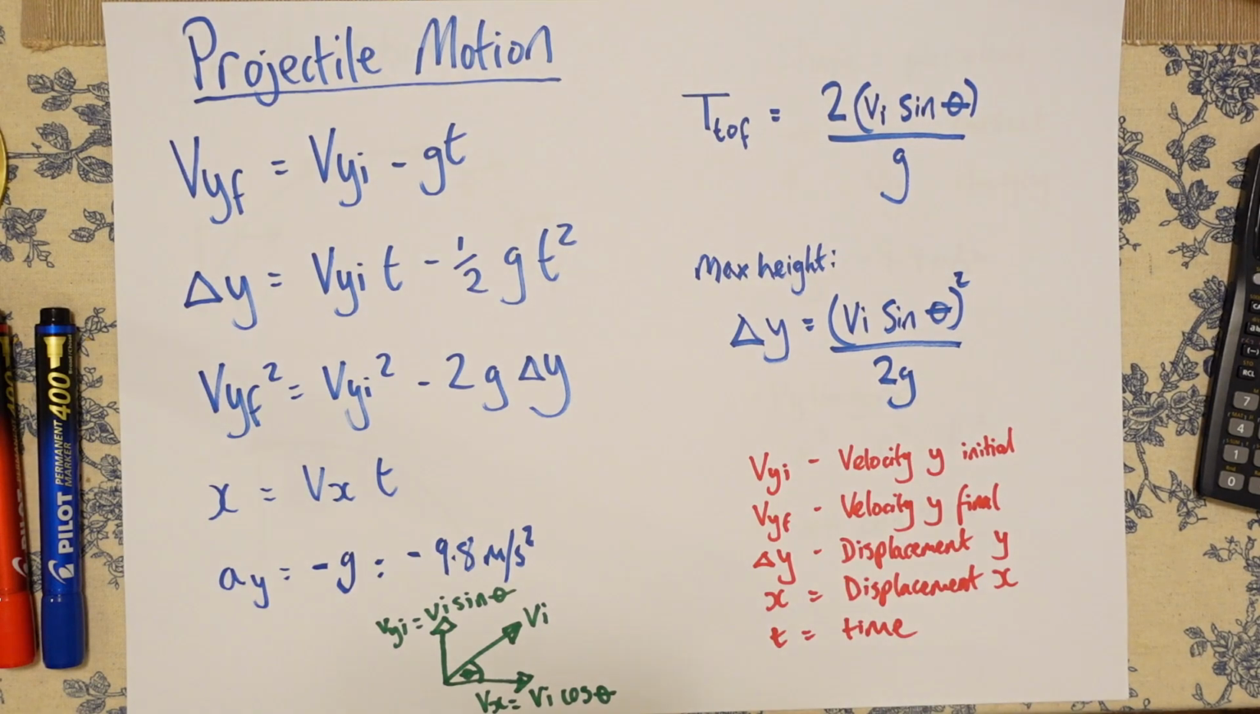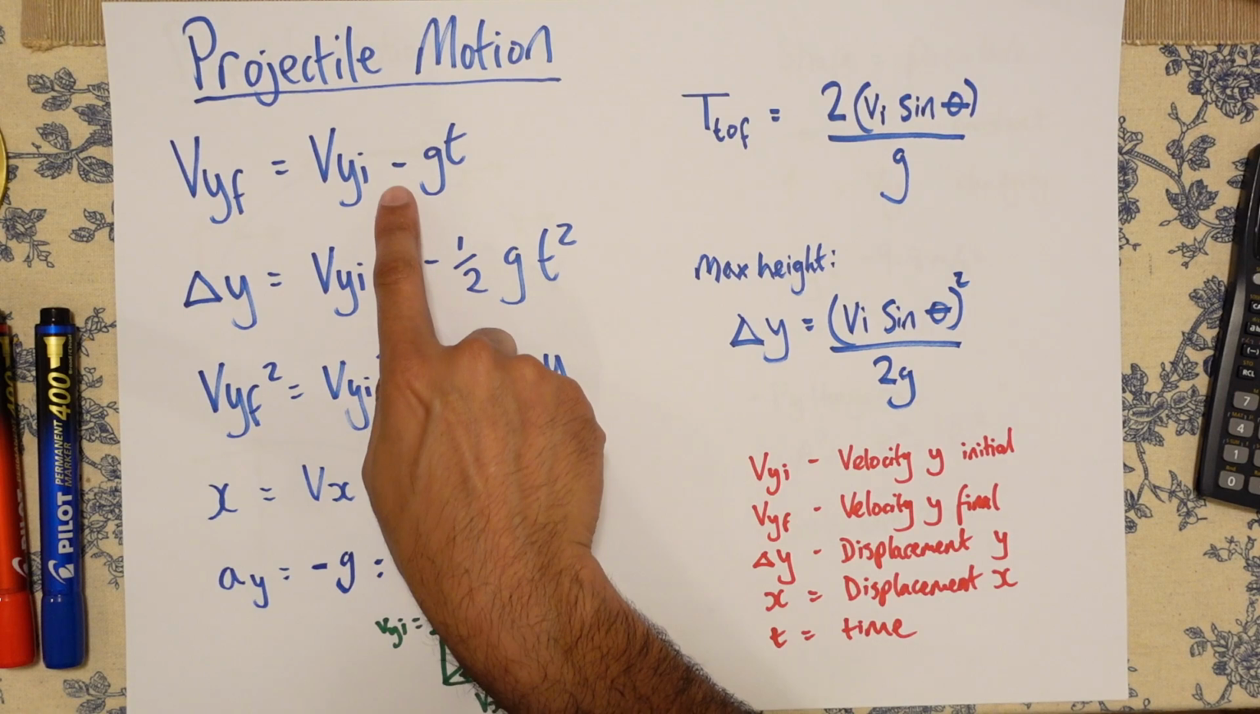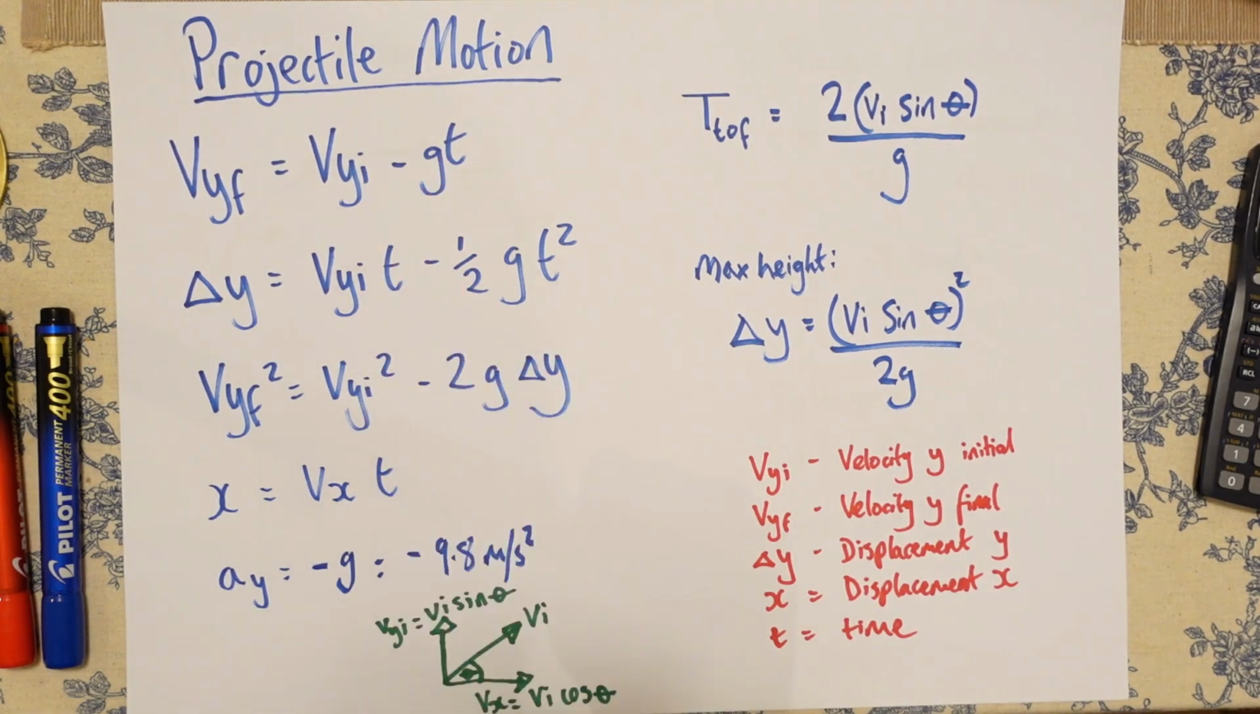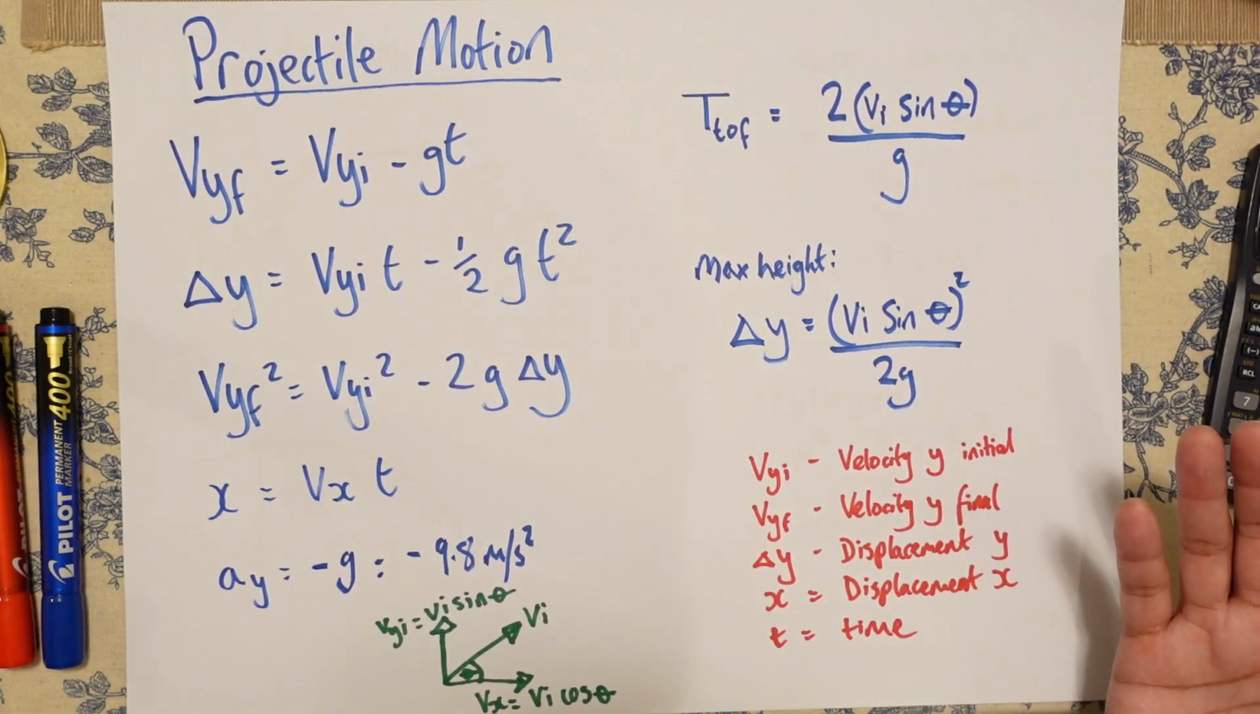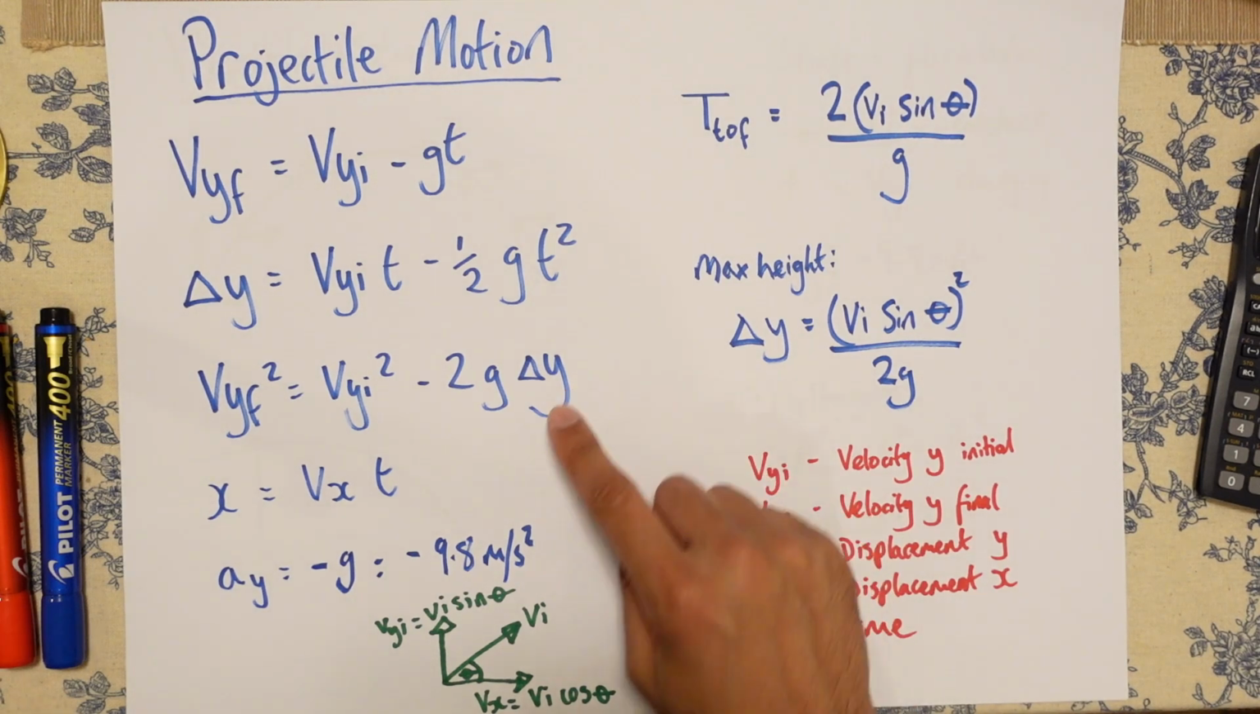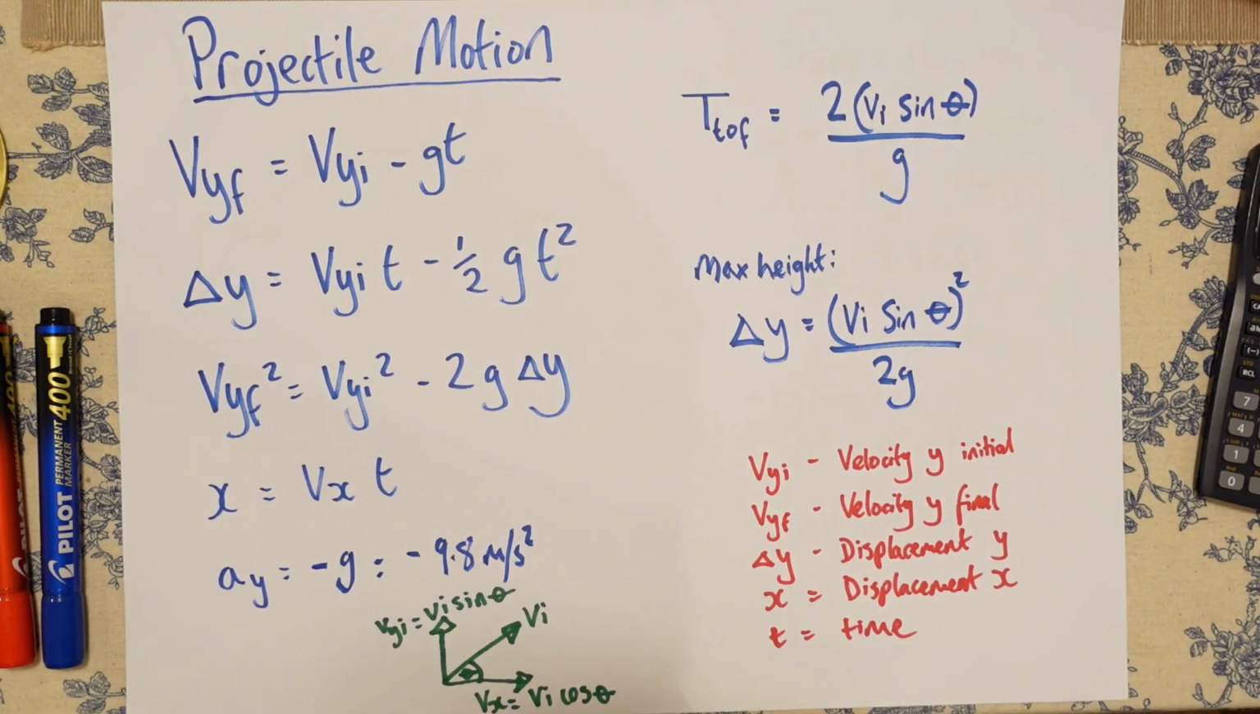G is the acceleration due to gravity, it's 9.8, but since it's in the downward direction, we have a minus 9.8 here. T is time. Delta y, this is displacement in the y-axis. X is displacement in the x-axis. And that's pretty much it. You can see all of the things here. Very similar to the previous equations of motion.